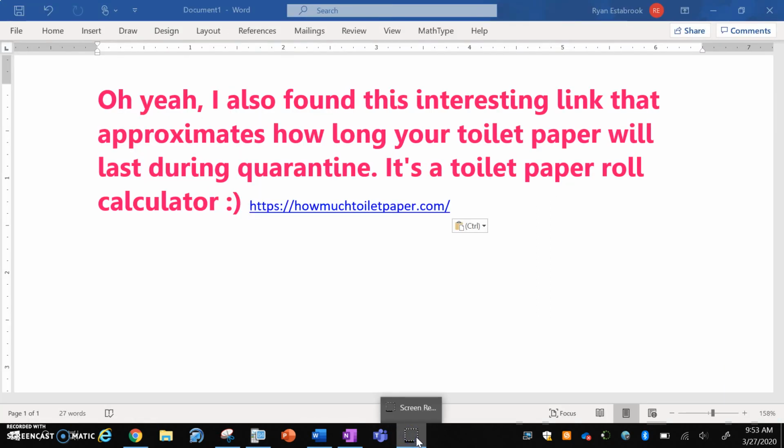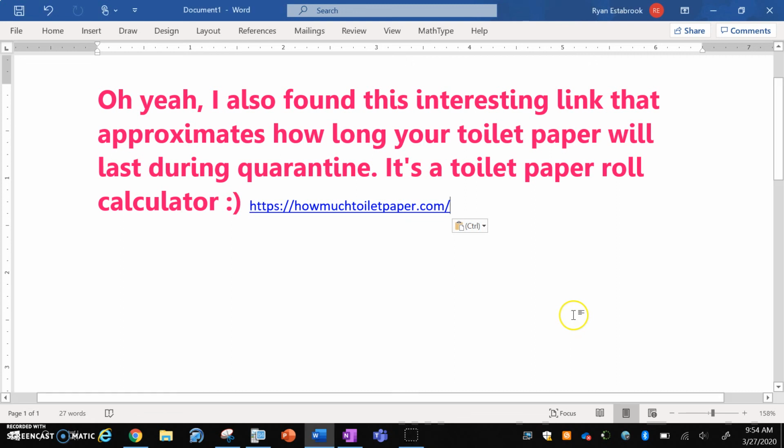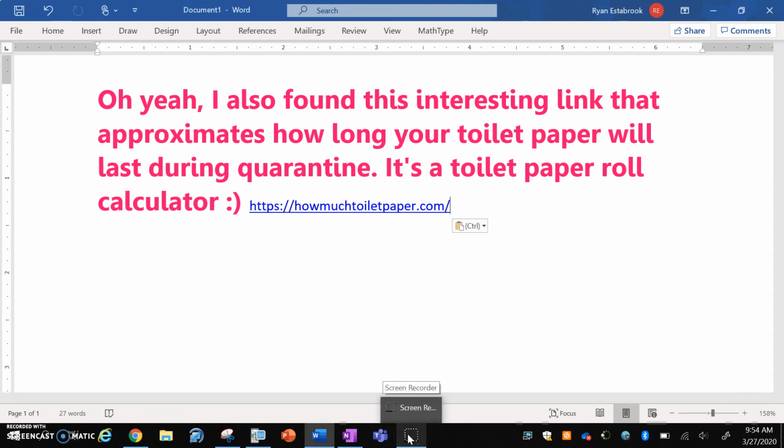One last thing here, this is brought to my attention by Savannah. Oh yes, I also found this interesting link that approximates how long your toilet paper will last during quarantine. It's a toilet paper roll calculator. So if you wanted to type in that web address, there's a lot of details you can put in there. They look at how long it will last from a slightly different perspective, but there's a lot of variables you can put into that to also see if you are sufficiently stocked on toilet paper.